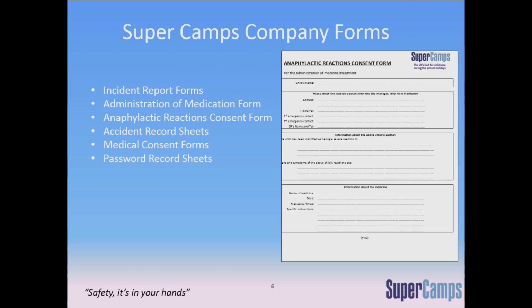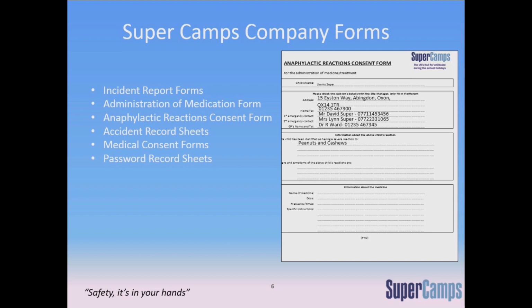We do the same with the anaphylactic reaction consent form. We need to put the child's name at the top, address, much like the other forms that we've just filled in, home telephone number, the first emergency contact and the second, both with numbers, and the GP's name. We need to put what the child is severely allergic to and warrants to have an auto-injector on camp.